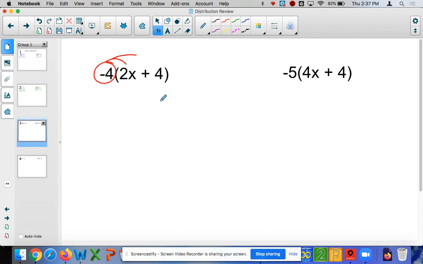Once again, the method that we go about this does not change. We take that number on the outside, multiply it by both of the things on the inside. But here we have a negative to deal with. We have negative 4 times positive 2x. That's a negative 8x. Take negative 4 times positive 4 now. That is negative 16. Use a calculator if you need help.